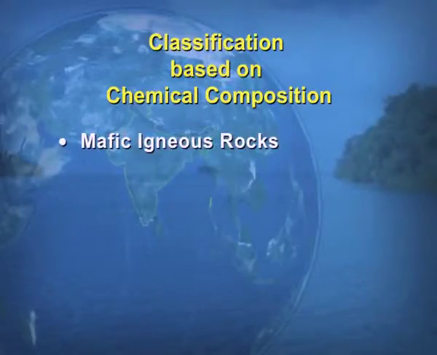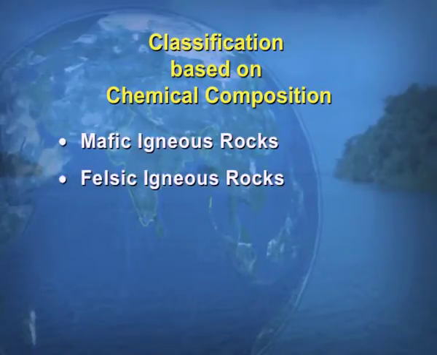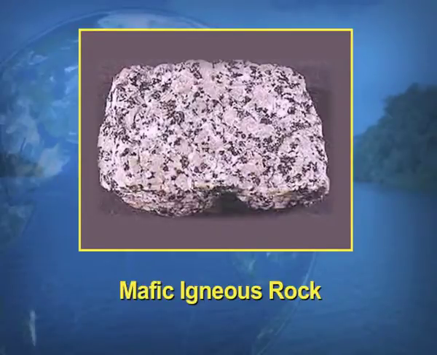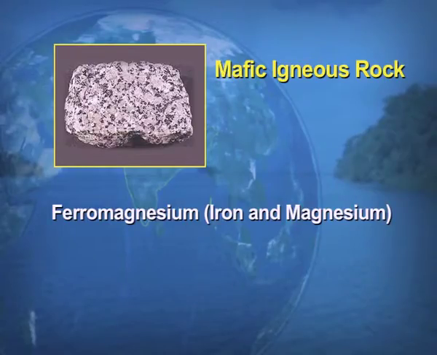Now, we take up the classification which is based on the chemical composition. So, dear students, on the basis of the chemical composition, the igneous rocks can further be divided into two types. One is the mafic igneous rocks and the second is the felsic igneous rocks. Now, look at the screens and you can view how the mafic igneous rocks look like. Mafic igneous rock means it is a combination of iron and magnesium. So, it is called the ferromagnesian mafic igneous rock.